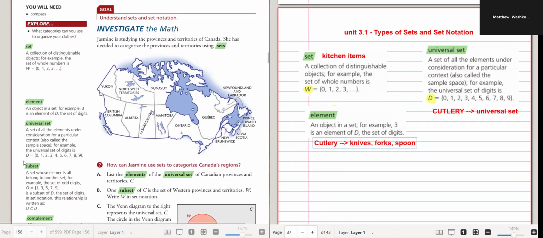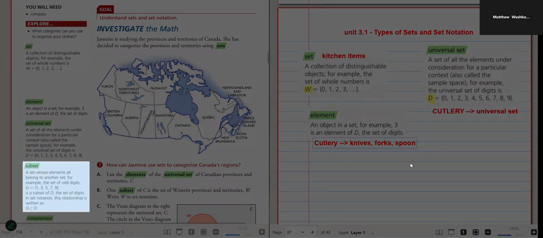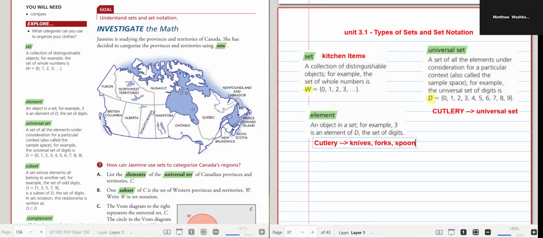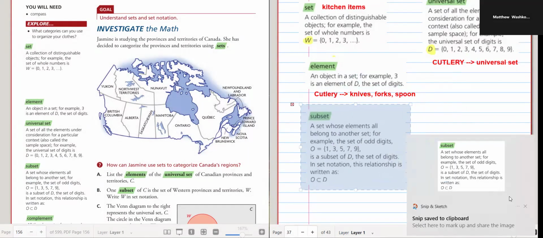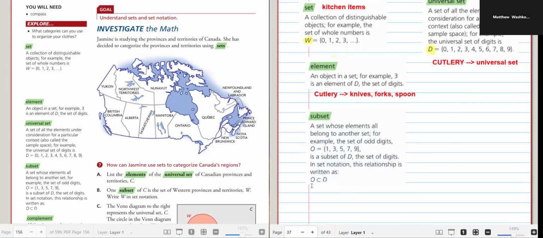Now we've talked about, though, I can have subsets. For example, well, what's a subset? Maybe a subset here is my sharp knives versus my butter knives versus my children's plastic knives. Maybe it's my dull knives versus my sharp knives, whatever it is.